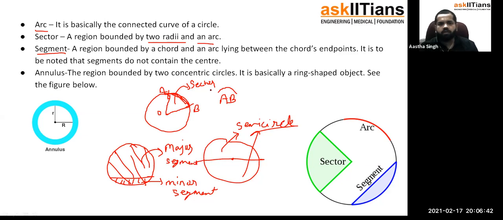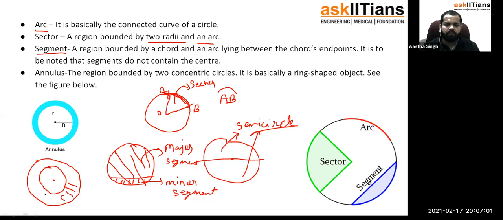Okay, now is annulus. Annulus is the region bounded by two concentric circles. Concentric circles are circles which have the same center. If a circle is there, and with the same center and different radius a bigger circle is there, then the path in between them is known as an annulus. Like you have seen a ring, the path in between two circles is known as an annulus. I think all these points are clear.